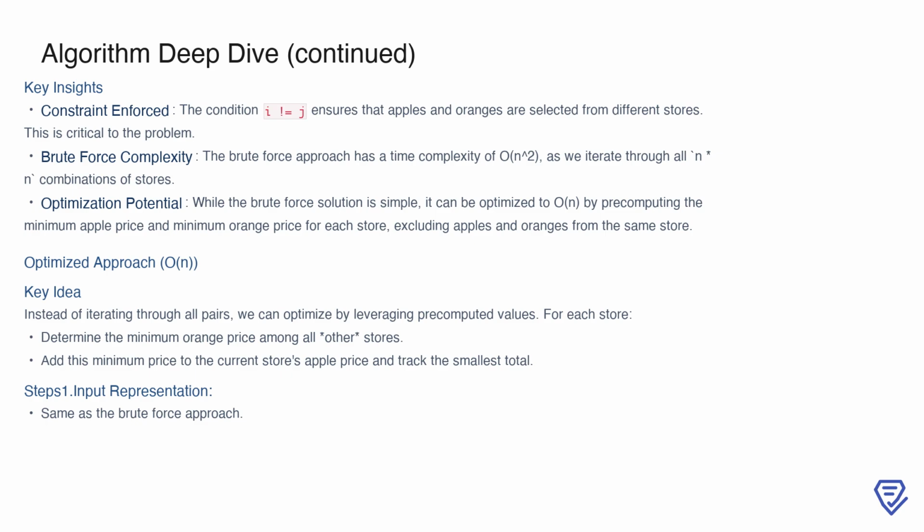By pre-computing certain values, we can reduce the time complexity to O(n). The optimized approach relies on calculating, for each store, the minimum orange price available across all other stores. This allows us to avoid iterating through all combinations, as we can directly compute the minimum cost for each apple price by adding it to the pre-computed minimum orange price from other stores. This significantly reduces the number of operations needed to find the solution.